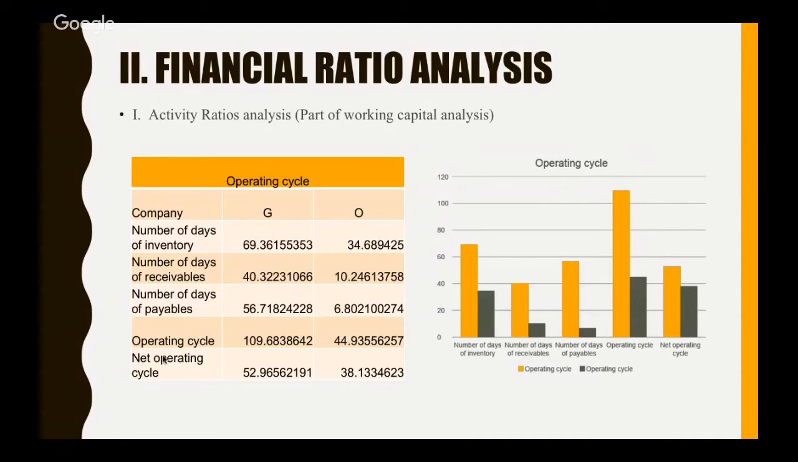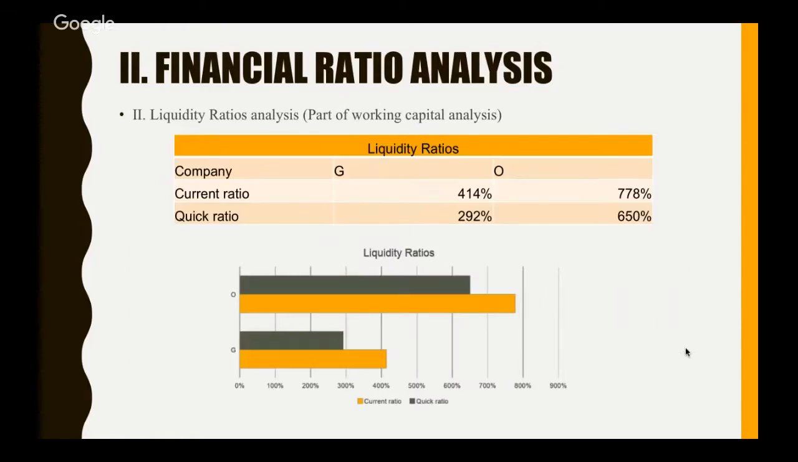From this chart, we can know the operating cycle of company O is 45 days, and the operating cycle of company G is 109 days, which is higher than company O. It shows company O converts inventory into cash more effectively. In addition, considering some customers pay by credit, these two companies have similar net operating cycles, which is around 40 days. Then let's move to liquidity ratio analysis.